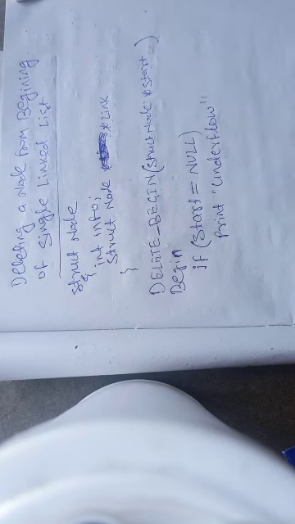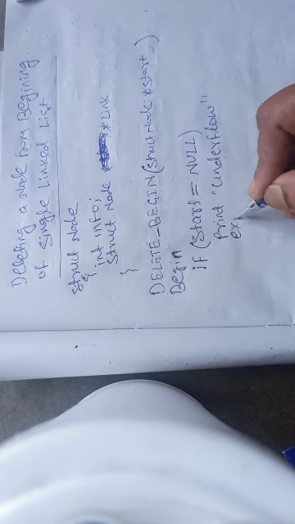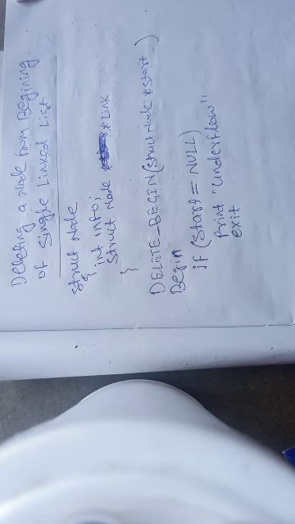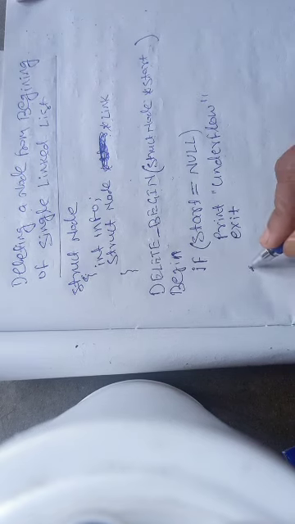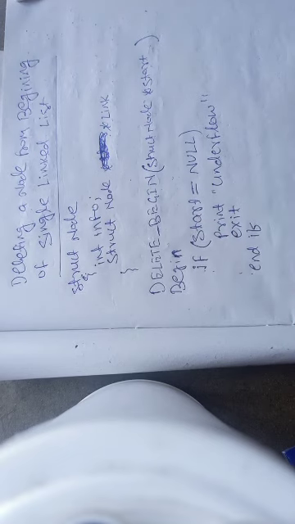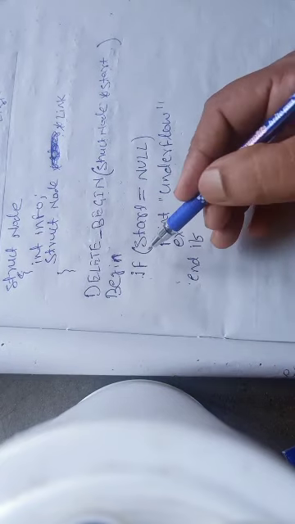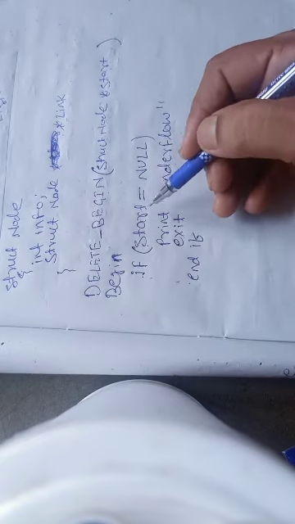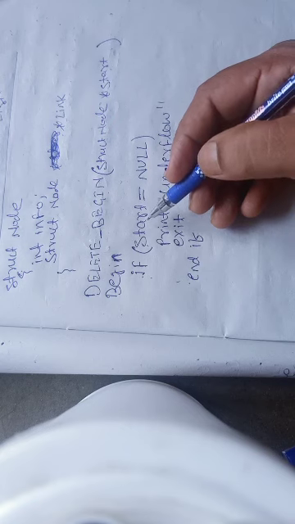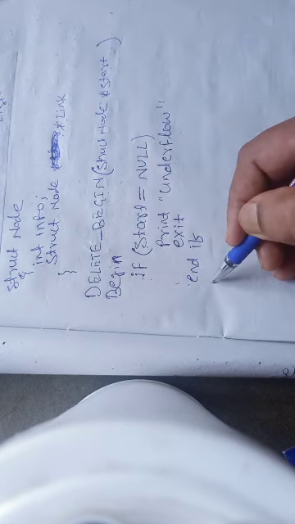So when underflow occurs, then deletion will fail. So we will terminate our algorithm. So algorithm is exit. Exit means the algorithm will stop. So end if. This is the end of if block. Now suppose the condition is false. If the start is not equal to null, then there are some nodes and we have to remove the first node. So in that case, my algorithm will jump to this particular step.